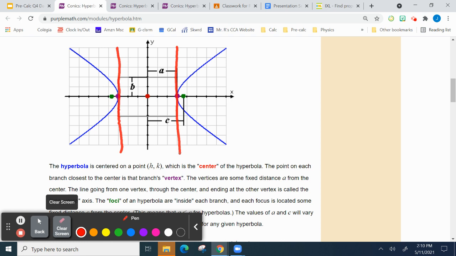So hyperbolas have foci. The green is the foci. There's a focus here, and there's a focus here.